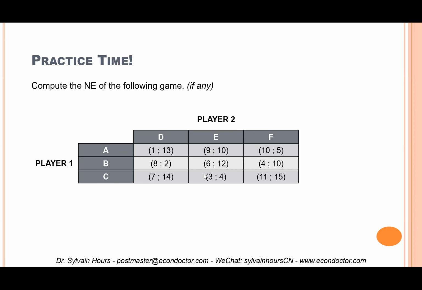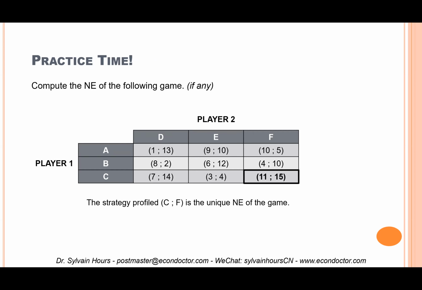So I'm not going to do it with you because the system is exactly the same. So ask your students to circle the best responses, and there will be one single cell in which they have circled the two numbers, which indicates that there is a single Nash equilibrium in the game.